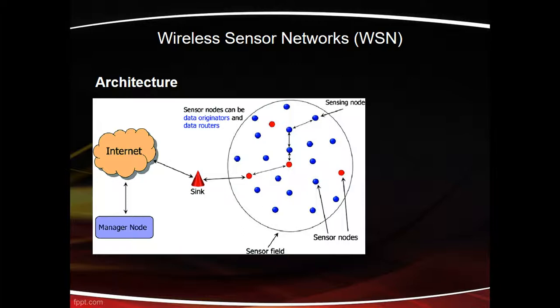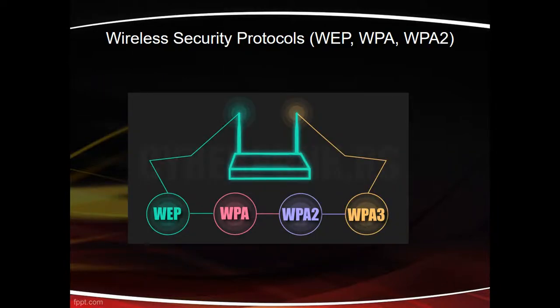And the wireless security protocol is the next topic, another topic that we have to discuss. In here there are some words I have mentioned: WEP, WPA, WPA2, WPA3. So those are the names of protocols. WEP, the Wired Equivalent Privacy, Wi-Fi Protected Access WPA, Wi-Fi Protected Access 2 WPA2, and WPA3.